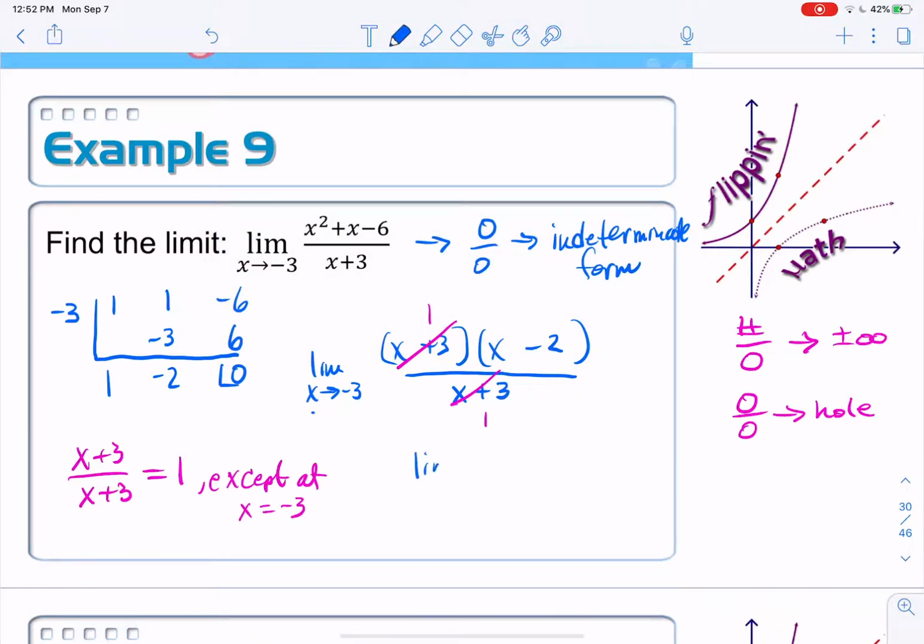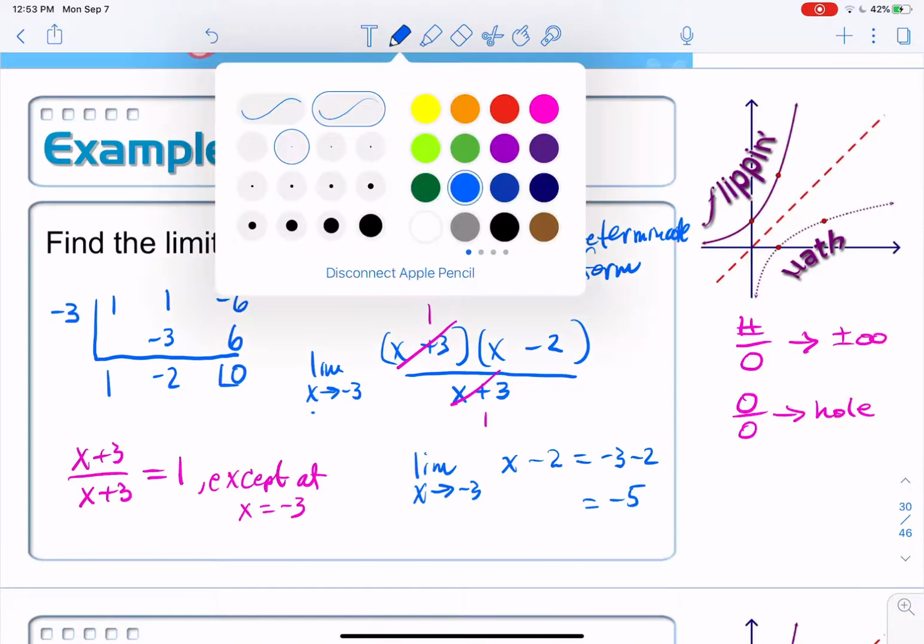It's almost equivalent. Limit as x approaches negative 3 of x minus 2. And let's directly substitute in our negative 3, and I could do that because it's just a linear equation, which is an example of a polynomial. This should be equal to negative 3 minus 2, which is negative 5.